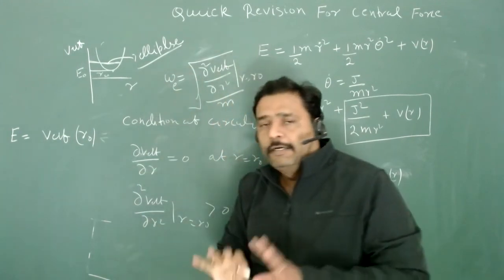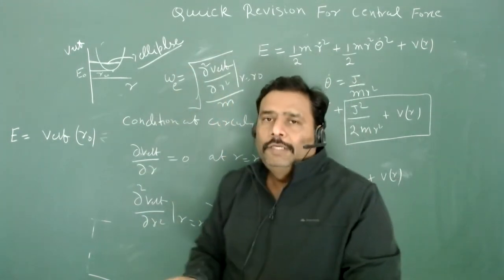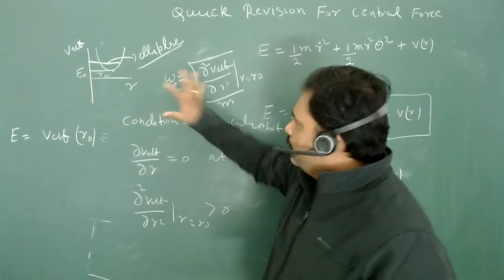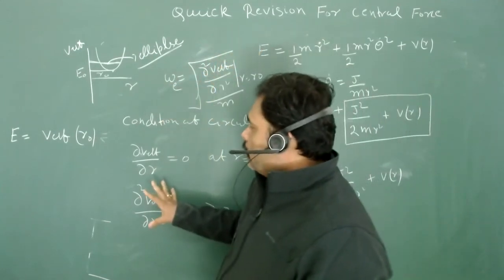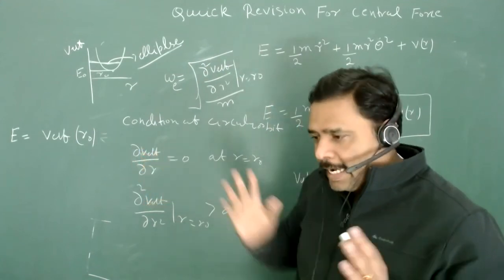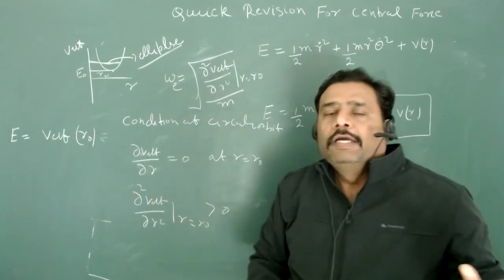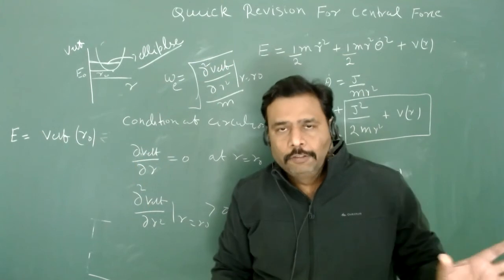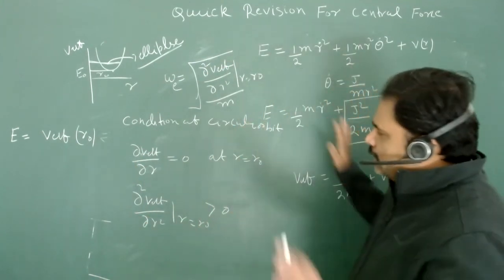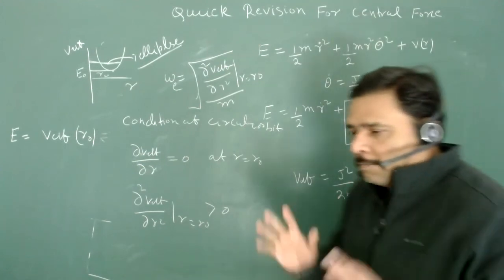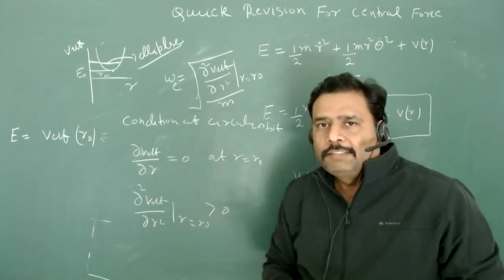Students are confused between the elliptical orbit and the circular orbit. For the elliptical orbit, the concept of V effective is very important. For the circular orbit, you can use V effective, and you can also just use the equation of motion, centrifugal force equal to the external force. So this is the concept of V effective. You can plot V effective in a very nice manner.